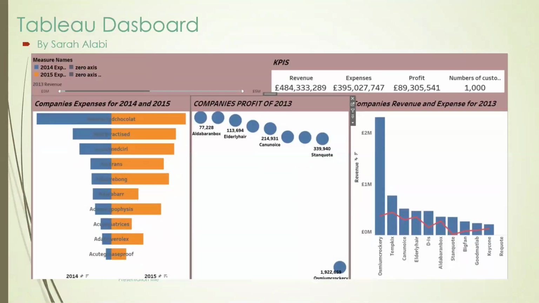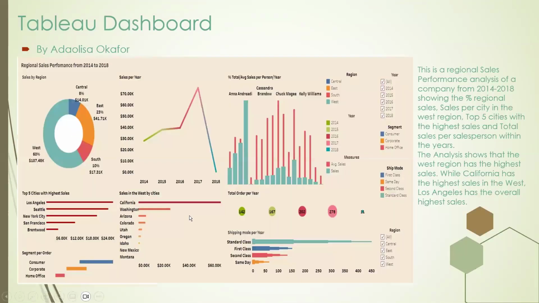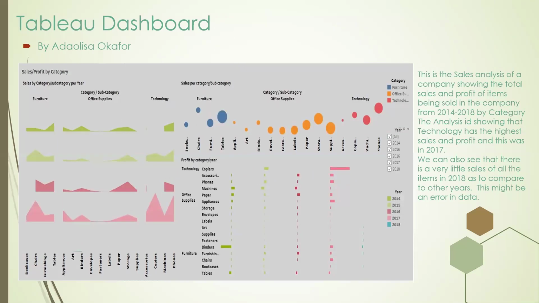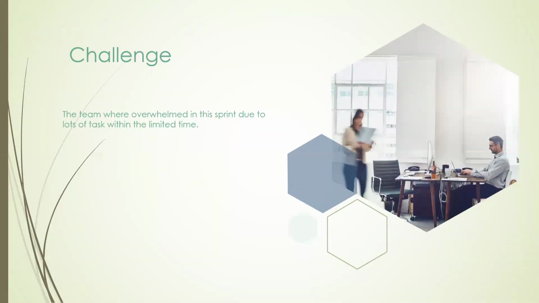This is the self-development, the Tableau dashboard that was created by Sarah. Next slide, please. And this is the dashboard by me. Next slide, please. Next slide, please. One of the challenges we encountered in this sprint was that the team members were overwhelmed, but it was later resolved at the end of the sprint. Next slide, please.